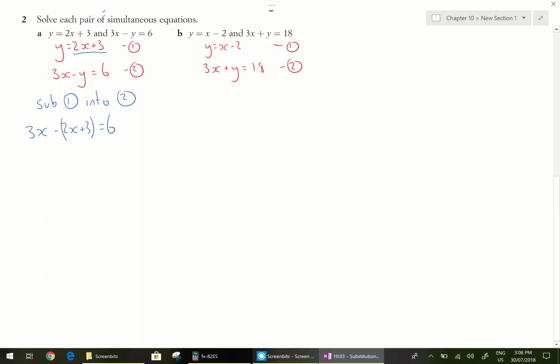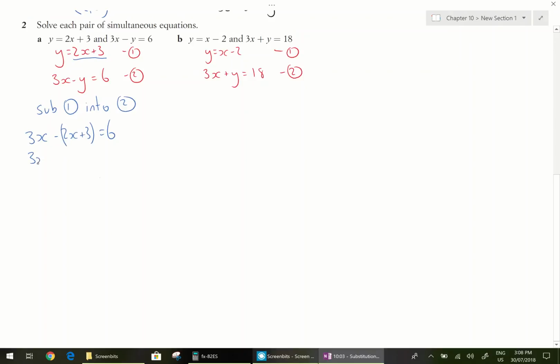So to expand these brackets, we have 3x, and the negative, remember, has to go to both the 2x and the positive 3. So it changes both the 2x to a negative and the 3 to a negative. That's going to equal 6. 3x minus 2x, that's x. x minus 3 equals 6. So we're just going to take this negative 3 to the other side and plus it. So x is going to equal 9. That's half of the solution.